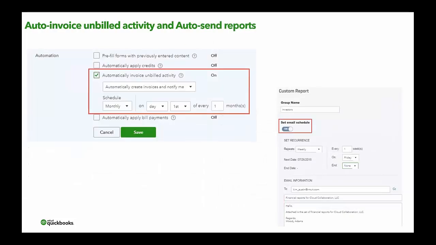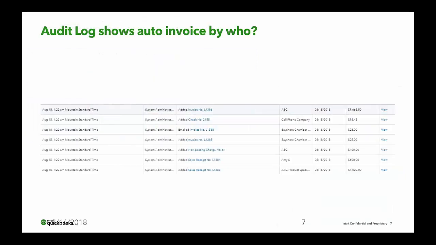I think that's key. And then the automatically invoice unbilled activity, this is a global setting, and I have that turned on, and it did create an invoice a couple days ago. We're going to use that as an example. And then auto send reports, we'll look at that a little later. And then I'll come back here in a sec. Let's do the bank feed, and then we'll come into the automation setting.